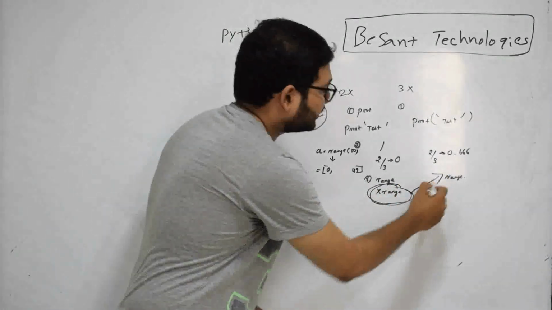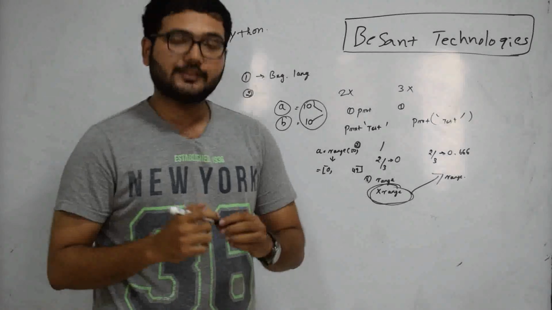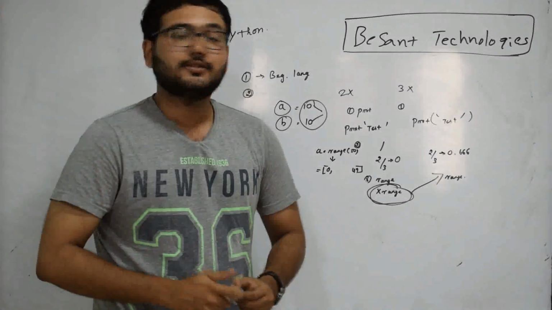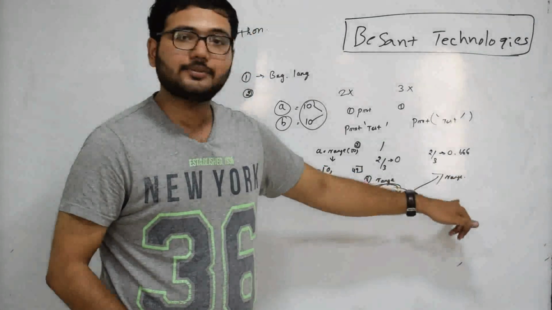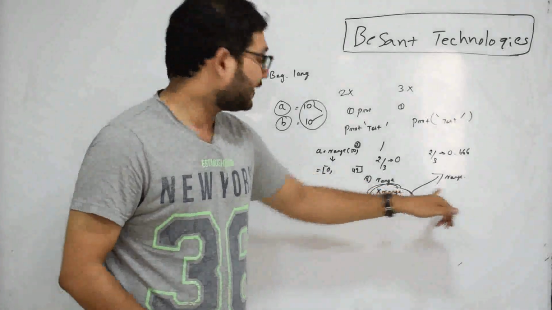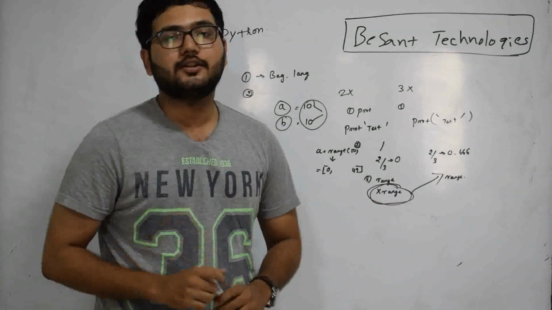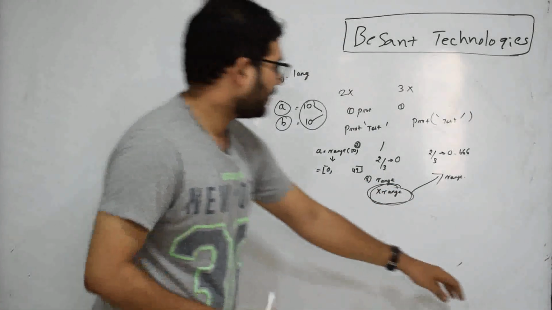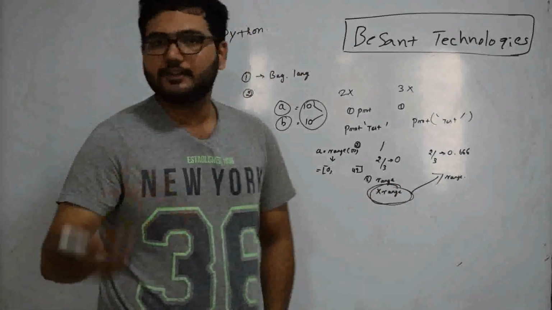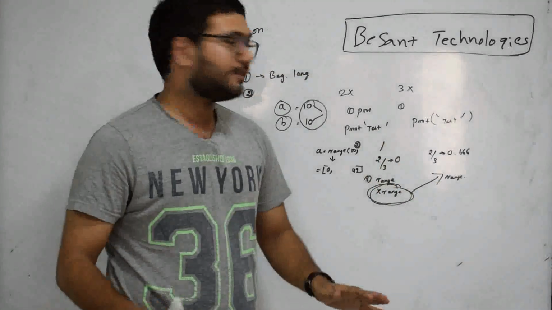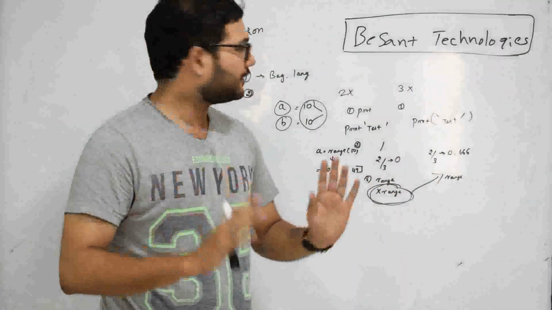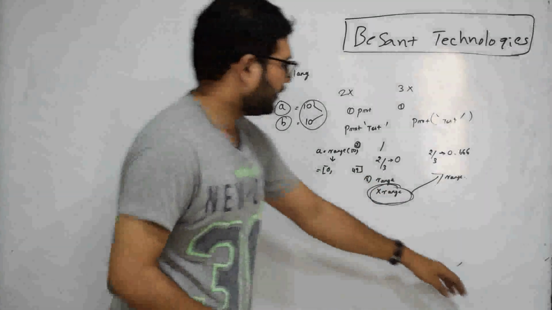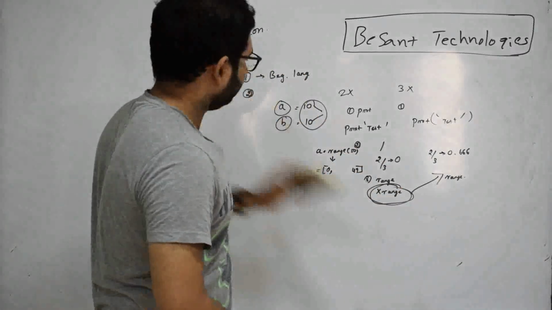So what is range in 3.x? The range in 3.x is nothing but the xrange in 2.x. So you don't have two different types in 3.x. If you use range, that is similar to xrange in 2.x. These are the basic differences. I am not saying this is the only difference, but these are the basic differences between the two versions, 2.x and 3.x.